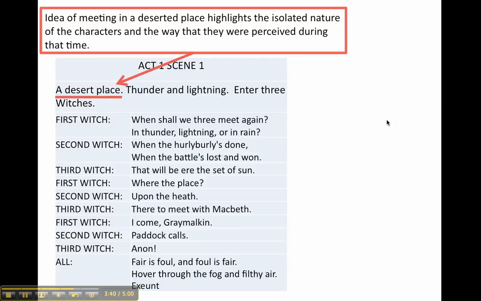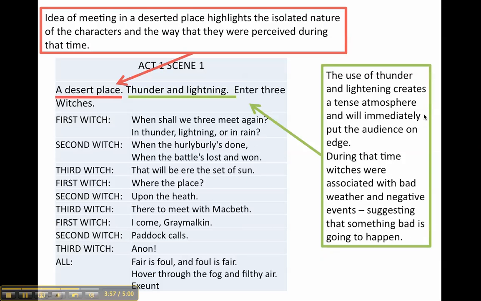Now, the idea of the witches meeting in a deserted place could highlight the isolated nature of the characters, and the way they were perceived during that time. They're separate. They're not in the town, they're not in a village, they're not surrounded by the other characters in the play. They're on their own in this isolated place, and they choose to be there, which could show how outcast they were from society at that time.